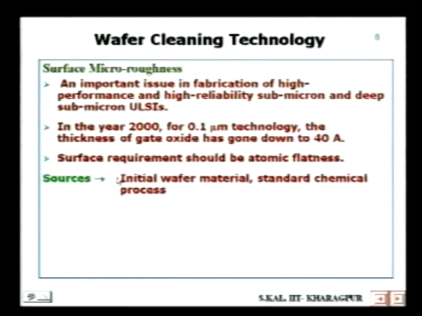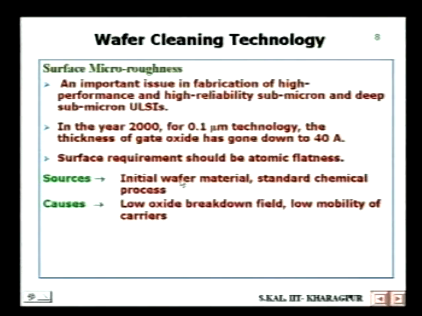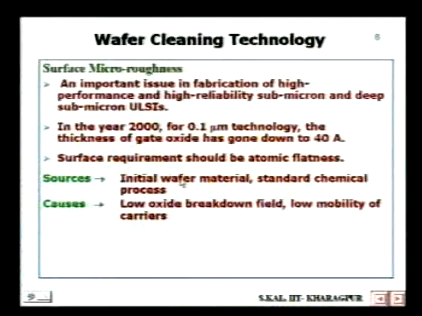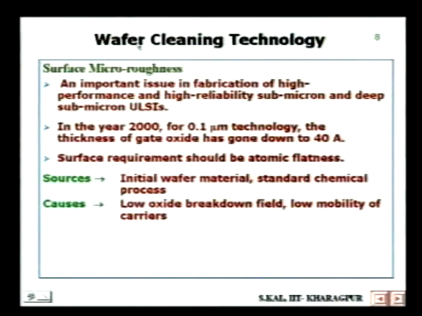Sources of those roughness are the initial wafer material and the standard chemical process, because the standard chemical process can etch a little bit from the surface and that will produce certain roughness. Those roughness will hinder subsequent processes, meaning you may face subsequent metal interconnect or contact problems if surface roughness is extremely high. As I mentioned, micro roughness can lead to low oxide breakdown field and low mobility of carriers.